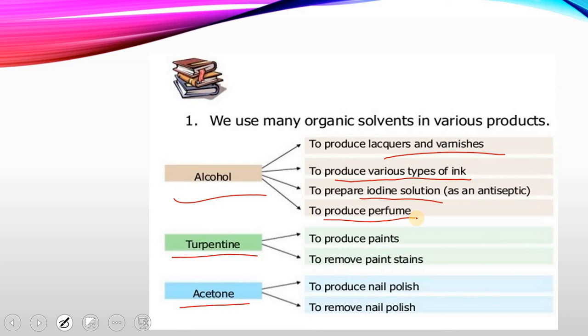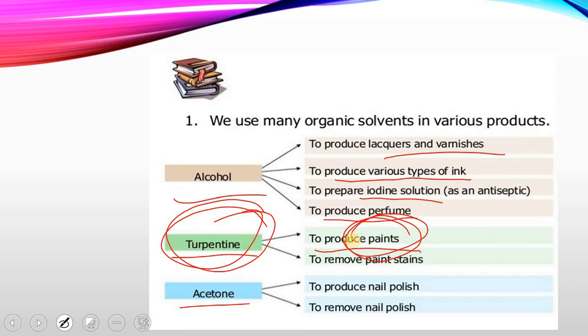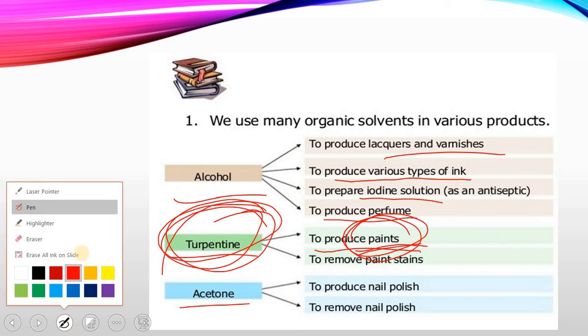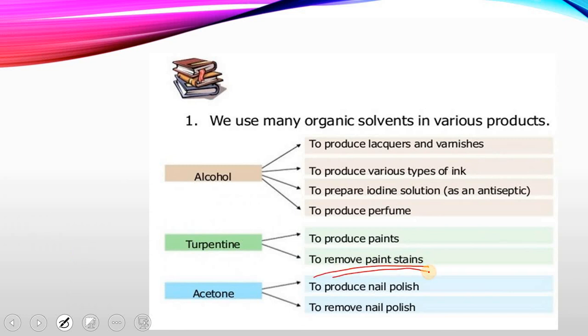And this one you use to produce paint. This is the one that actually smells whenever people paint. With this kind of solvent you produce paint, you have a type of solute that you mix with it to produce a colorful paint. At the same time, we use this solvent to remove paint stains. Acetone we use to produce nail polish and also to remove nail polish.